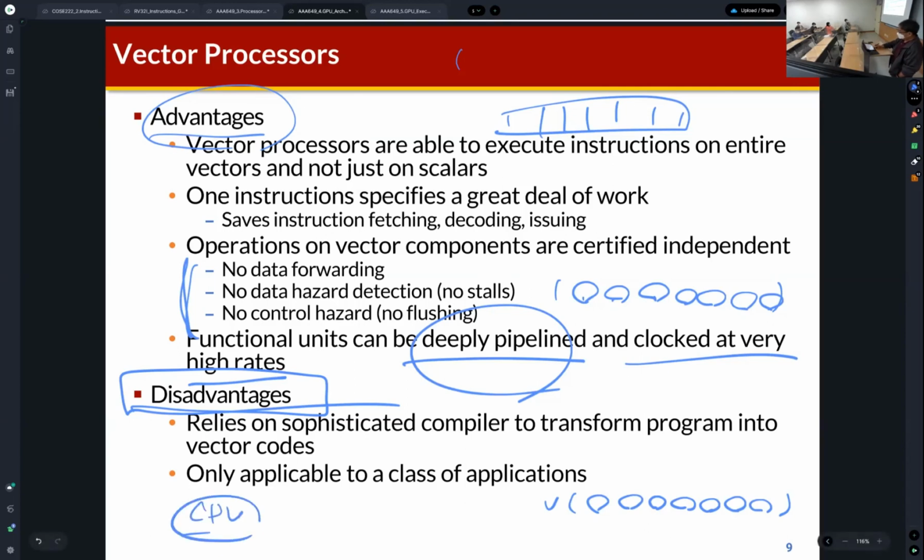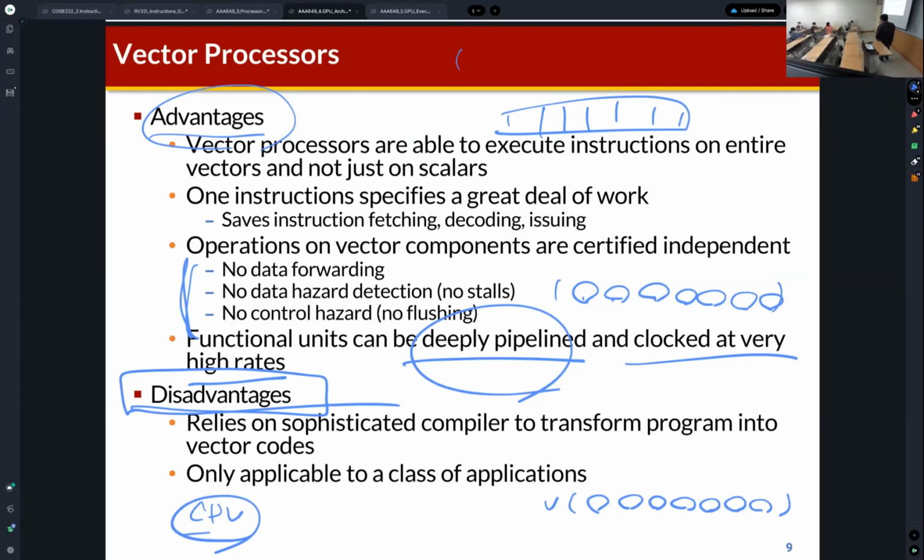Something like a CPU. The CPU can also support vector type operations, right? Because we frequently use array data, we frequently run applications that handle array data on a CPU. So CPUs can run every type of application. But vector processors just support vector type data.